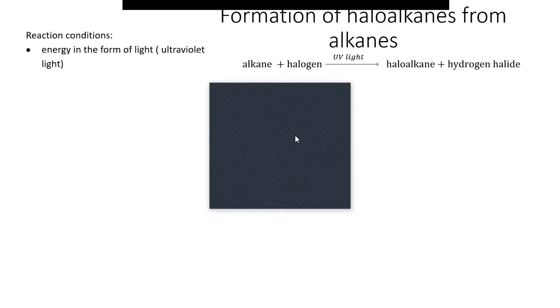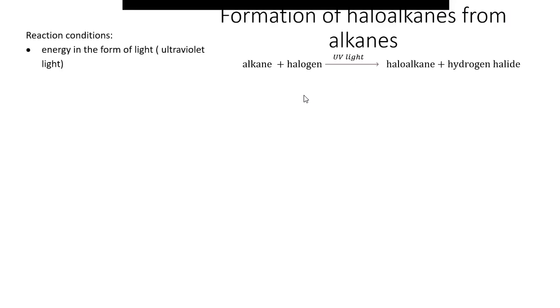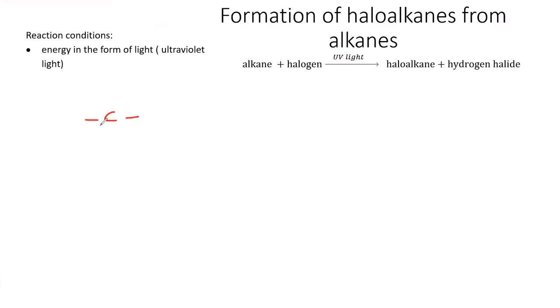There you are. Okay, formation of haloalkanes from alkanes. Right, Mashoko, you got your hand up. I'll come to you. Let me finish this up. Alkane plus halogen. Let's have an example. Methane, halogen. Let's have it as Cl2.